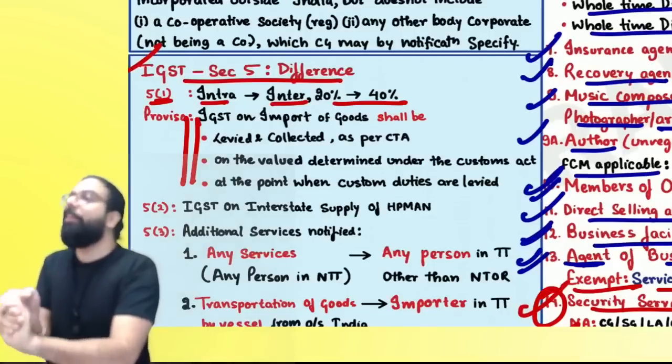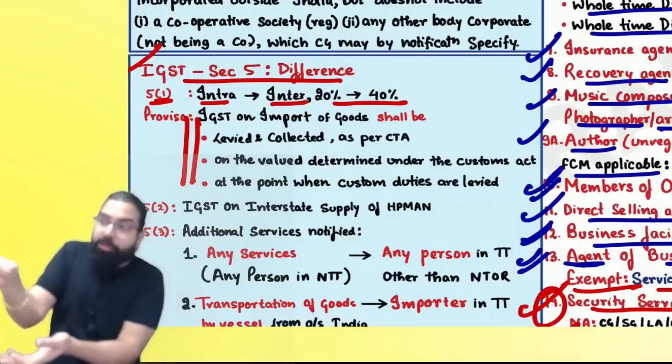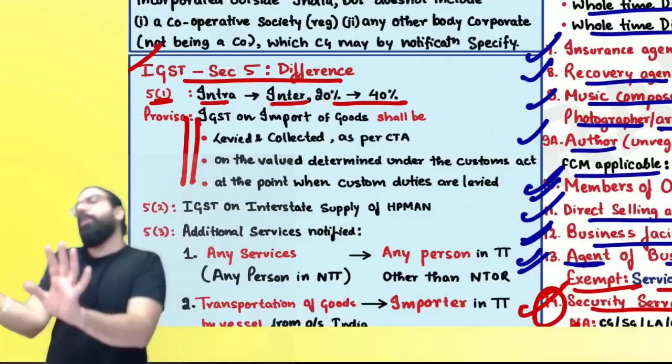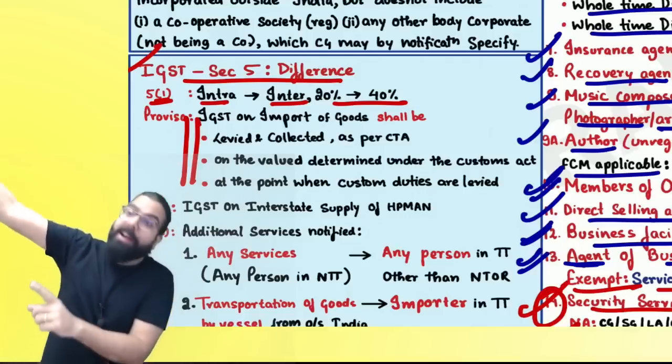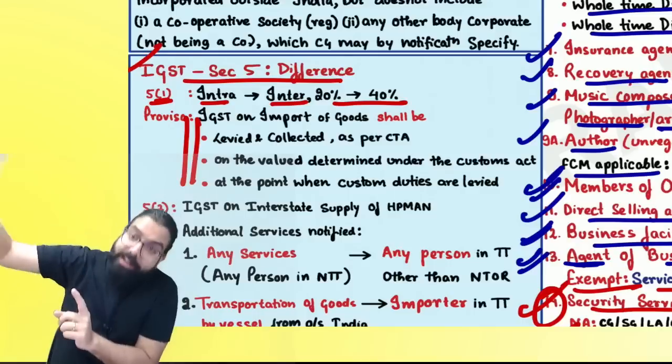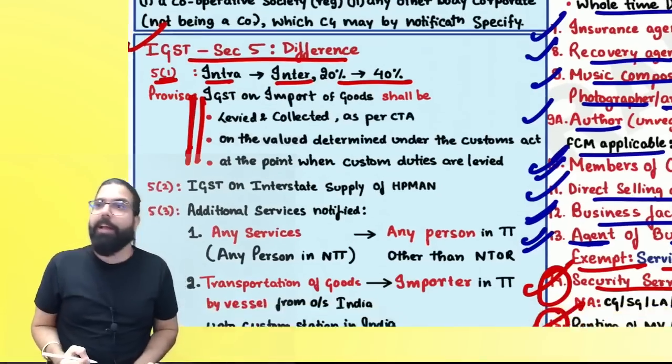But you know what will happen in case of importation. When you import goods from outside India, customs duty will also come under the Customs Act. That time only they will collect the IGST also, on the value which is determined under the Customs Act. When they are collecting customs duty, they will collect IGST also. That is what the proviso is telling over here. Can we go ahead, everyone?